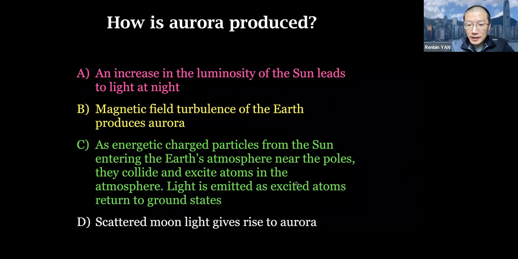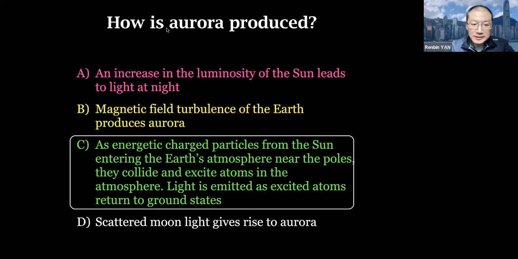Okay, I'll end the poll now and share this with you. And it's not magnetic field turbulence. The correct answer is C. It's because of the energetic particles coming from the sun entering the Earth's atmosphere, where they collide and excite atoms in the atmosphere. And when the excited atoms return to ground state, they emit light.